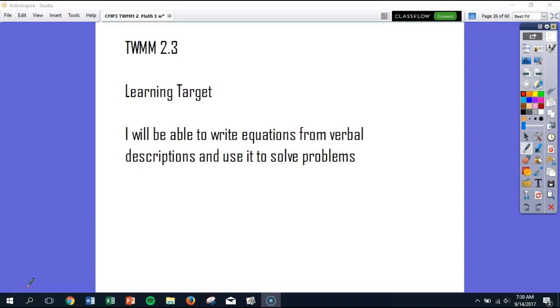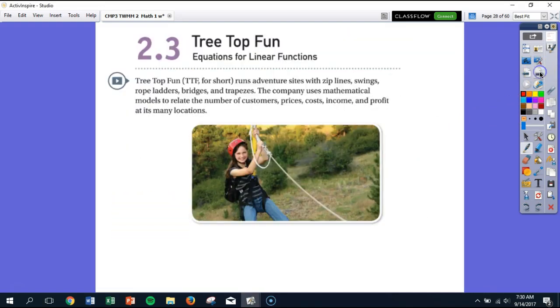Today we're talking about Thinking with Mathematical Models 2.3. Our learning target today is: I will be able to write equations from verbal descriptions and use them to solve problems. We'll be working today in the textbook beginning on page 38.